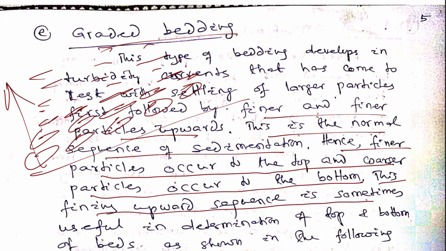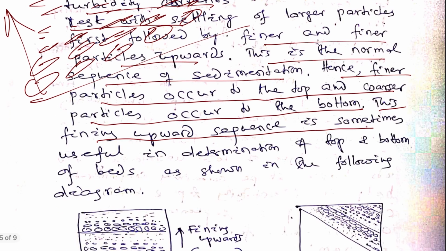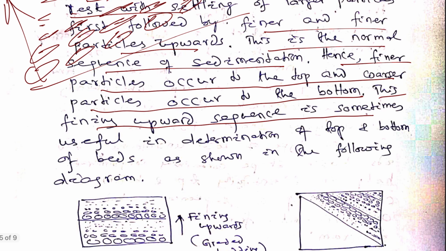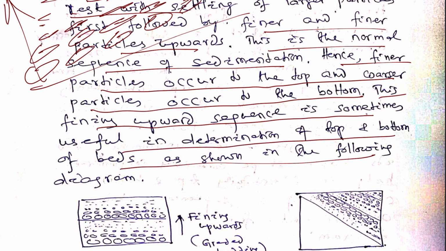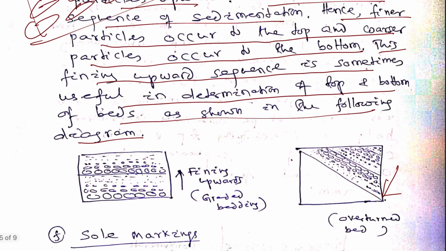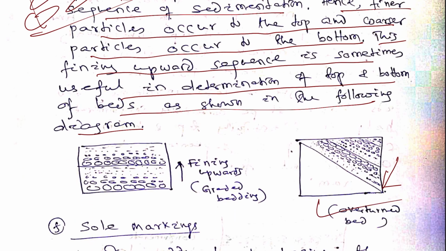This fining upward sequence, which we generally find in turbidity currents that have stabilized, and this feature is found to be preserved in the sedimented beds. If the fining upward sequence is found to point downwards as in this figure, it is a clear case of overturning of beds.